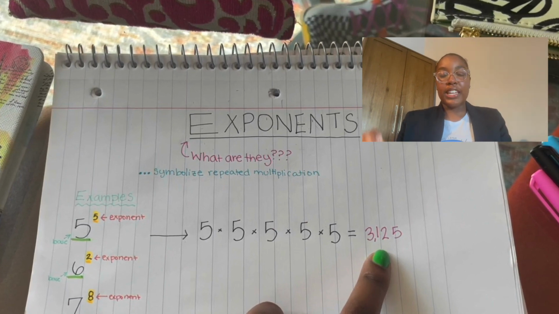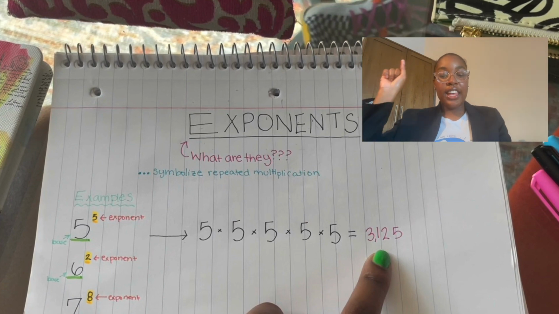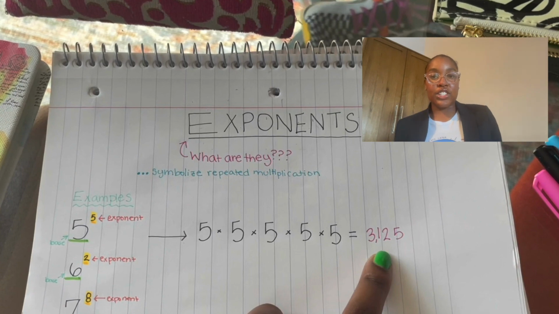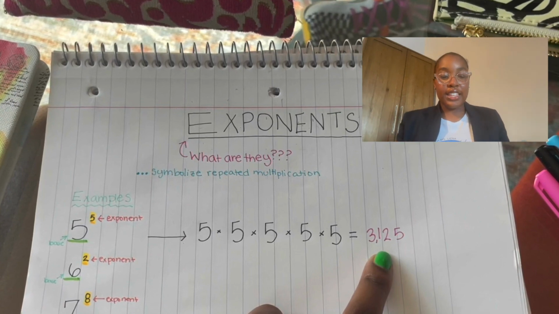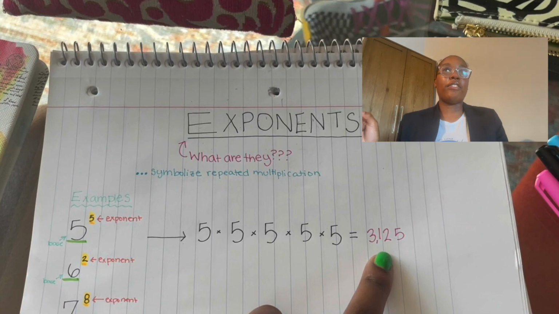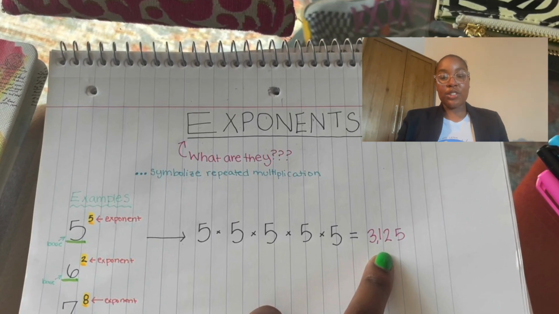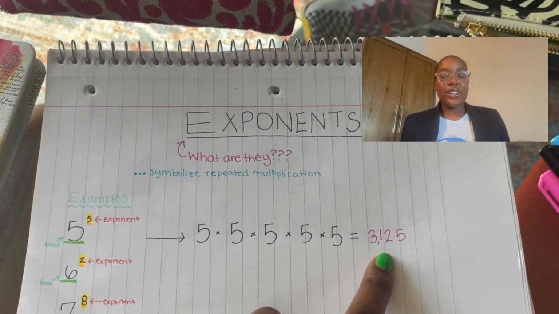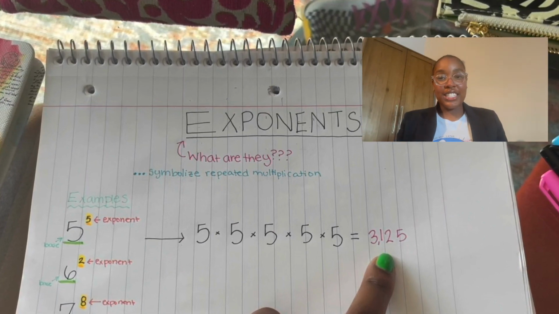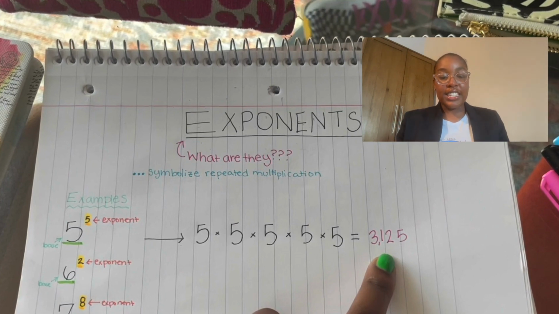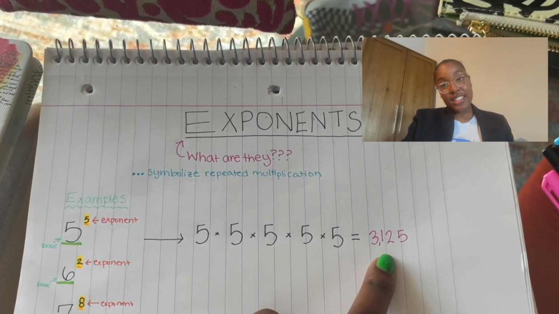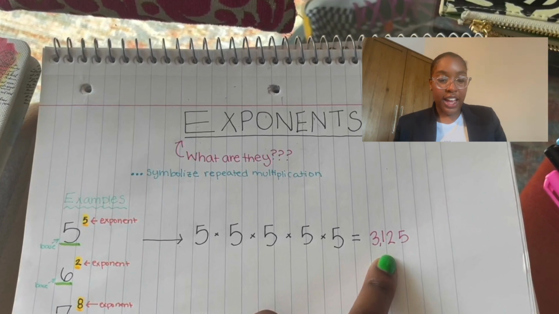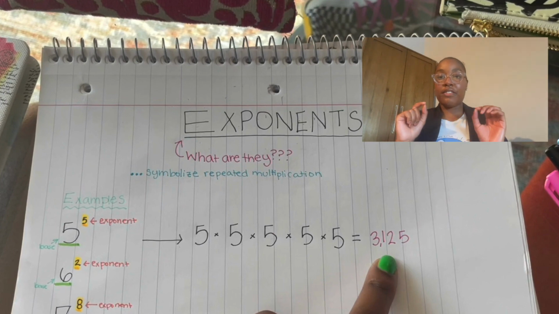Exponents symbolize repeated multiplication. So again, the exponent is 5. And the exponent symbolizes repeated multiplication. So the exponent symbolizes, in this example, 5 raised to the power of 5, how many times the base is going to be multiplied repeatedly. So let me say that again. The exponent in this example, which is 5, symbolizes how many times the base is going to be multiplied repeatedly. And so that's why I wrote 5 times.